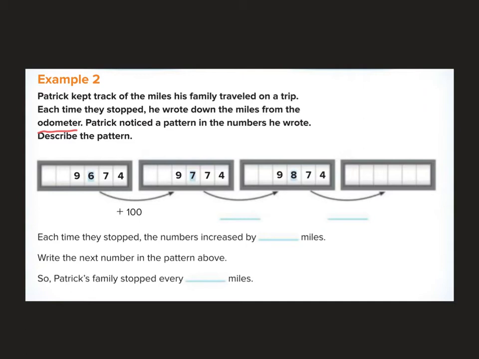So Patrick noticed a pattern in the numbers he wrote. Describe the pattern. So notice, we went from 600s to 700s, we added 100. Here I'm going from 700s to 800s. So again, I'm adding 100. Now, if that pattern continues and I keep adding 100, I'm going to go from 800s to 900s. Then I can fill in the other numbers because they remain the same. Only the hundreds place is changing. Each time they stopped, the numbers increased by 100 miles. Write the next number in the pattern above. We did that. Check. So Patrick's family stopped every 100 miles.